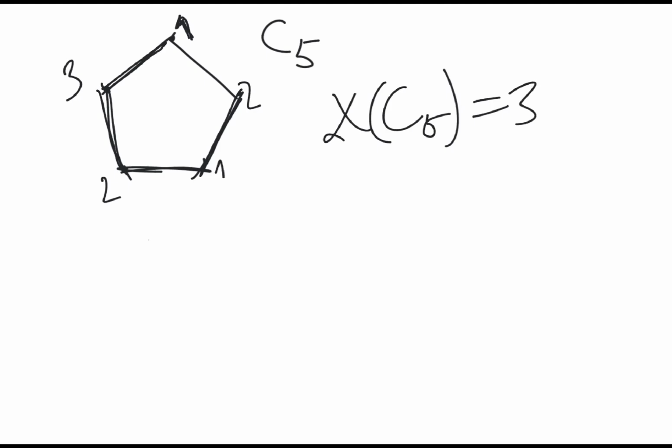And we can see informally that the third color is only used for the last vertex, right? So informally we can see that we can color most of the graph in 2 colors.